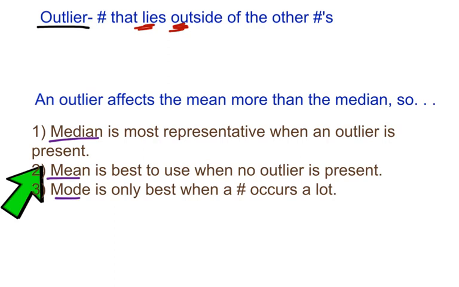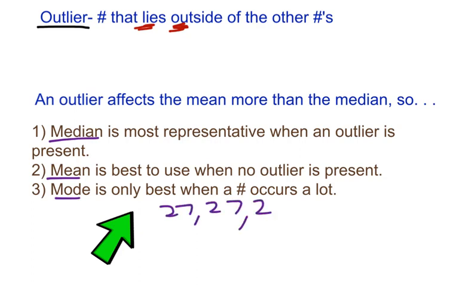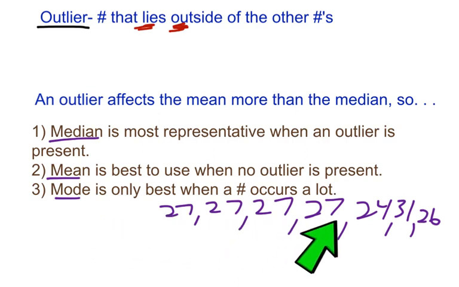And mode is going to be helpful if you have a number that occurs a whole bunch. So for instance, let's say a basketball player scored 27 points on a lot of their games, and then scored 24 and 31 and maybe 26. So here would be an example whenever the mode would be very useful, because you have a number that occurs a whole bunch of times. So that's when mode would be best representative.